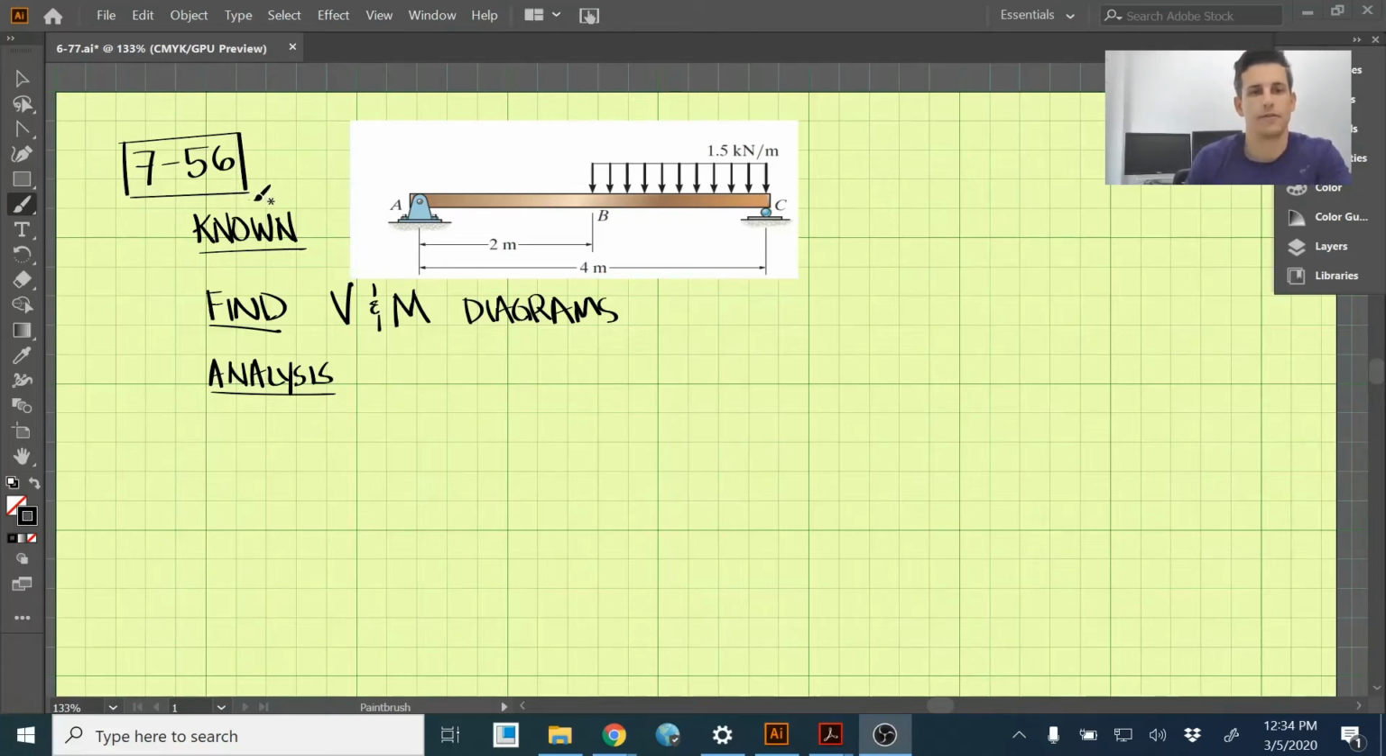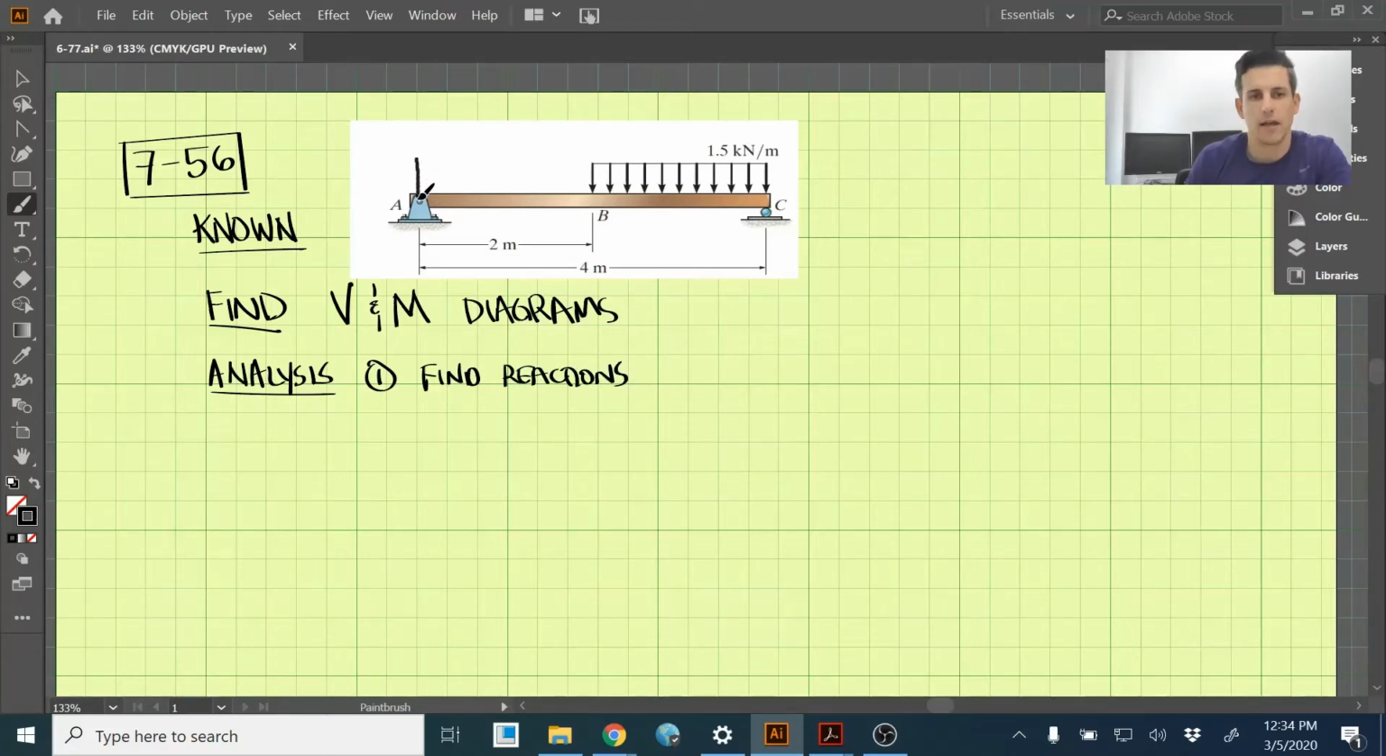Okay, so we have 756 here, and we're given this diagram with a distributed load across the top, and we're supposed to find the internal shear and internal moments and draw the diagrams for those. So the first part of the analysis is to find the reactions at the supports. So we'll proceed by finding the reactions at the supports.